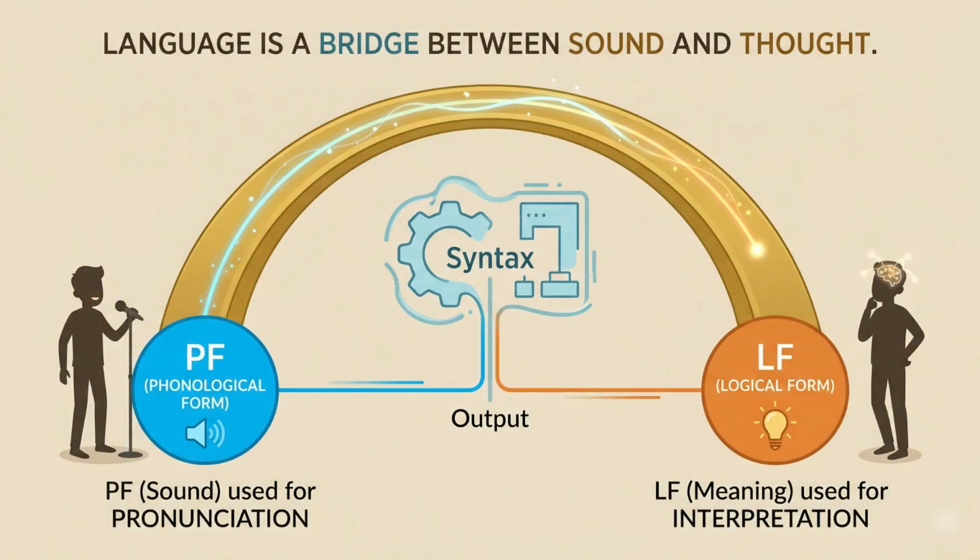Spell out and interfaces. Minimalism says syntax connects with two systems. Sound system, called PF, is phonological form, used for pronunciation. Meaning system, called LF, is logical form, used for interpretation. Syntax builds sentence, then sends output to PF, sound, and LF, meaning. This means language is a bridge between sound and thought.